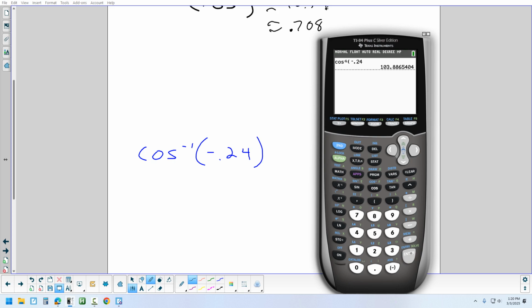Okay. If I wanted to write it to 2 decimal places, what would my answer be? 103.89. I need a little bit more. Well, I want 2 decimal places, but the answer has degrees. We've got to put a degree symbol on it.